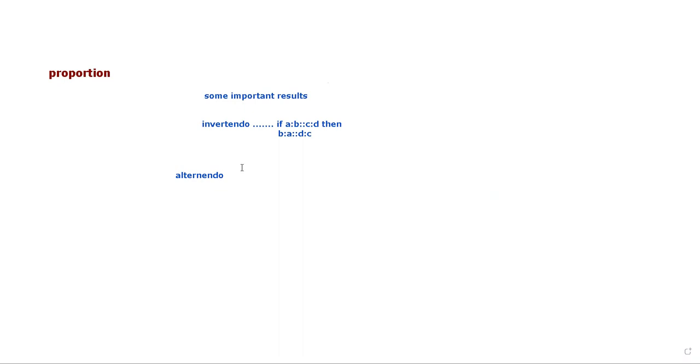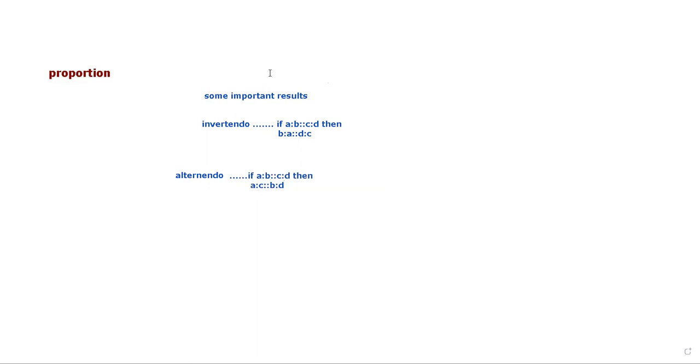So in the alternando, what I told you, remember here, if we have a is to b is to c is to d, then I can also write a is to c, b is to d. I can write it also in this form. This was all about alternando.